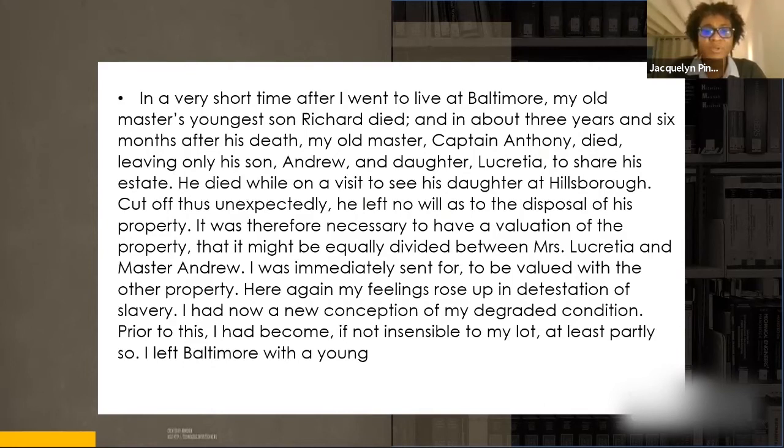Prior to this, I had become, if not insensible to my lot, at least partly so. So maybe he had learned to kind of live with his situation, right? But then once the master died, and it was time to divide up the property, and he had to go through that process of being evaluated as property, it brought up these feelings in him of how much he hated being a slave. And it kind of made him confront those things that he was maybe able to ignore before, right? And it was just brought to his face.